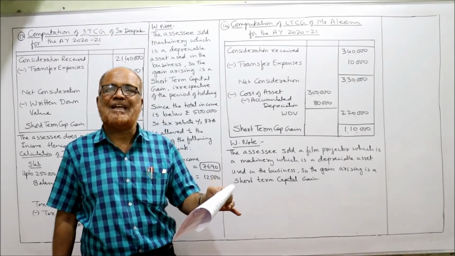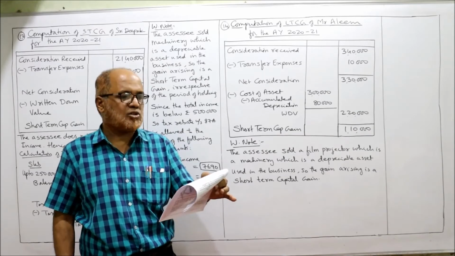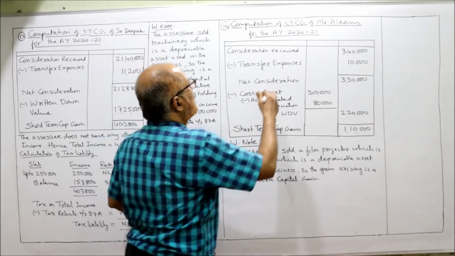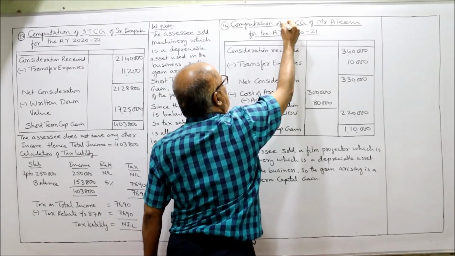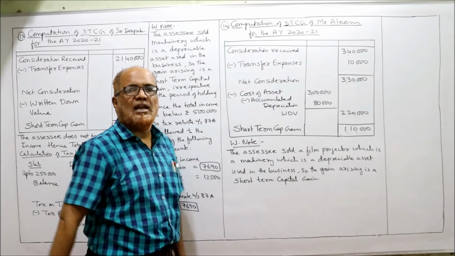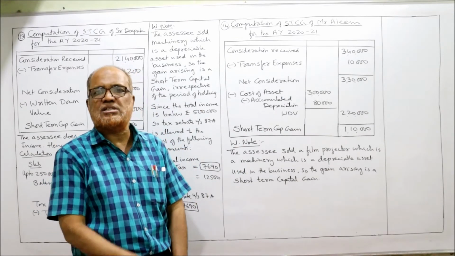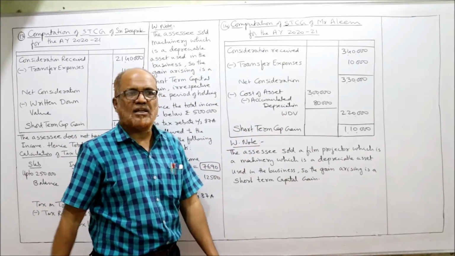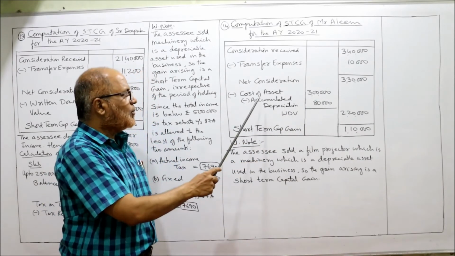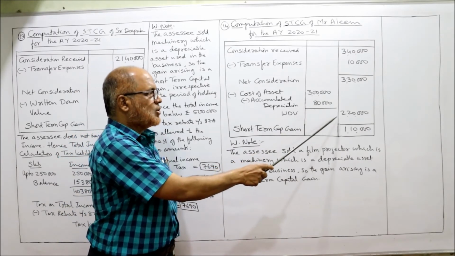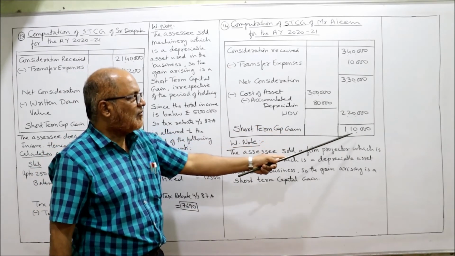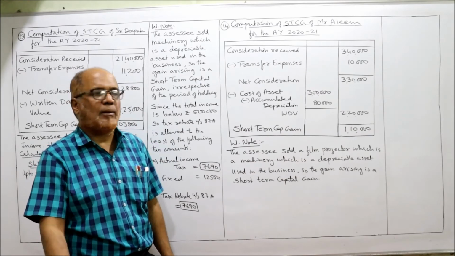Expenses on sale amounted to 10,000. These are the transfer expenses, selling expenses. Calculate income from capital gain. This problem is exactly similar to the previous problem. Computation of STCG, short-term capital gain of Mr. Alim for the assessment year. Consideration received 3,40,000, the sale price of the projector. Less transfer expenses 10,000, net consideration 3,30,000. Cost of the asset is 3 lakh, less accumulated depreciation 80,000, so 2,20,000 is the written down value, WDV. Now 3,30,000 minus 2,20,000, 1,10,000 is the short-term capital gain.